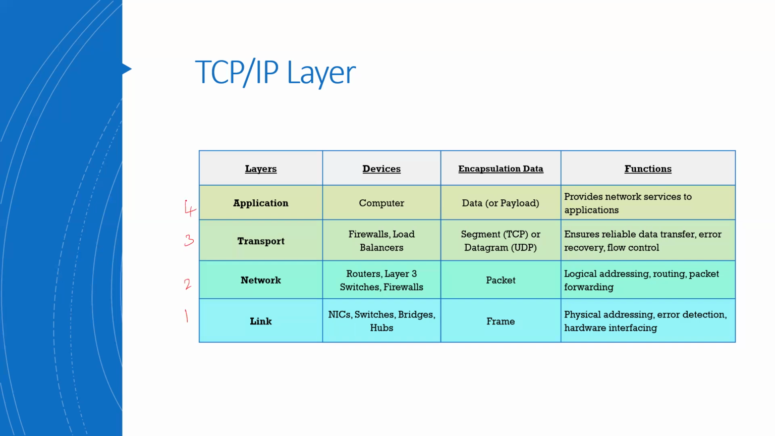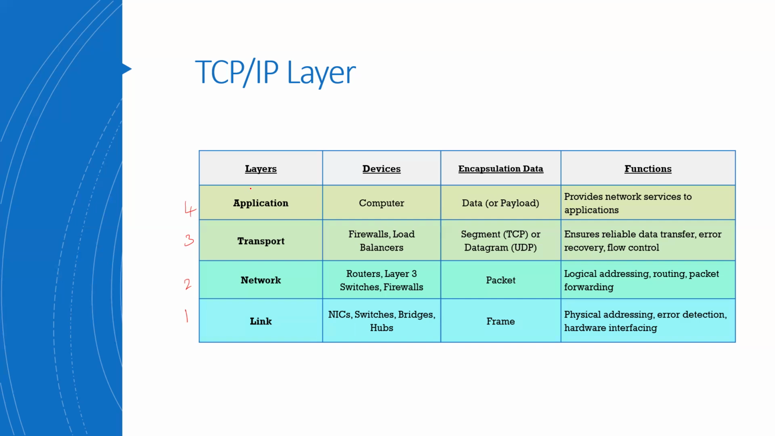Coming to the internet layer, which handles packet routing and addressing, the Internet Protocol operates at this layer. And the link layer, which deals with physical network interfaces and transmission of data frames. Examples include Ethernet, Wi-Fi, and PPP, which is Point-to-Point Protocol. So understanding these layers is very important.